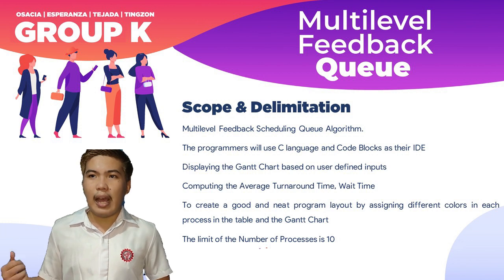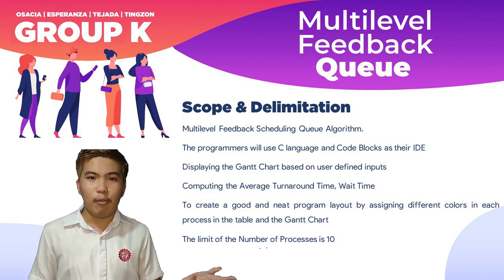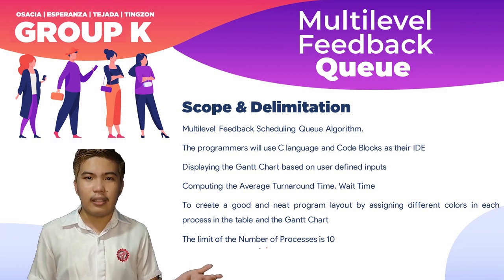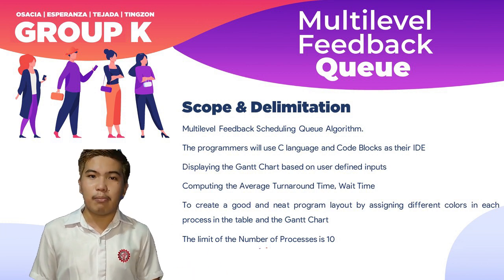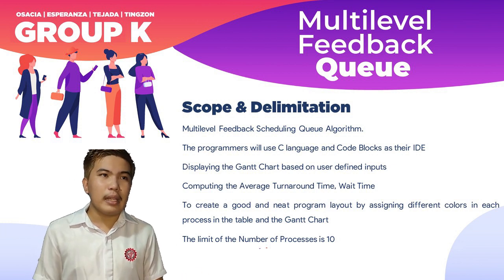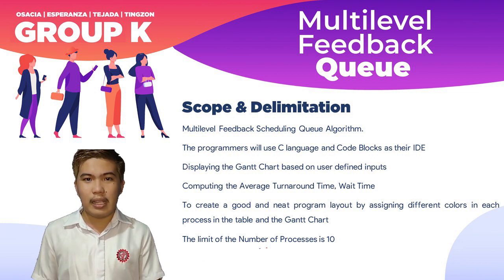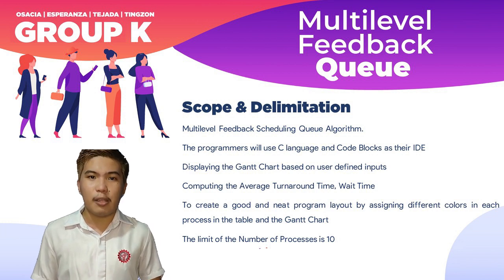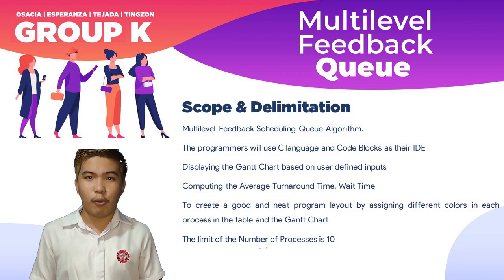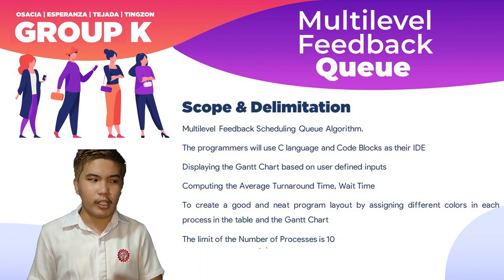Because of this IDE and language, they will be able to come up with the most accurate and credible multi-level feedback queue scheduling algorithm program. And the programmers will be changing the layout of all of the designs. For example, for the Gantt chart, they will be changing the colors of the processes so users can easily identify its values from the table and understand how it actually works.